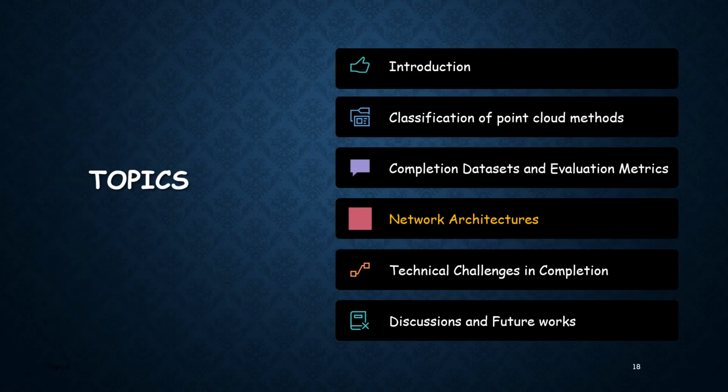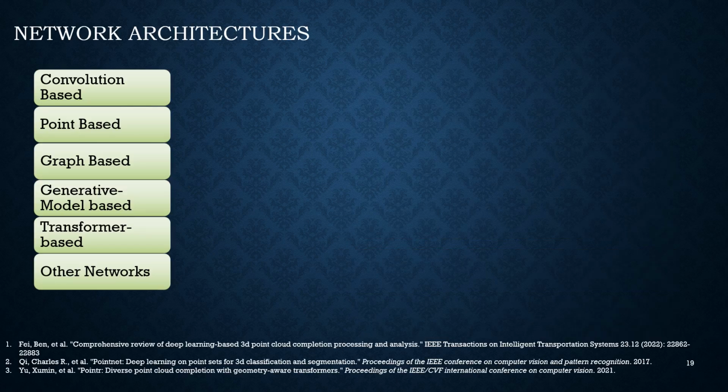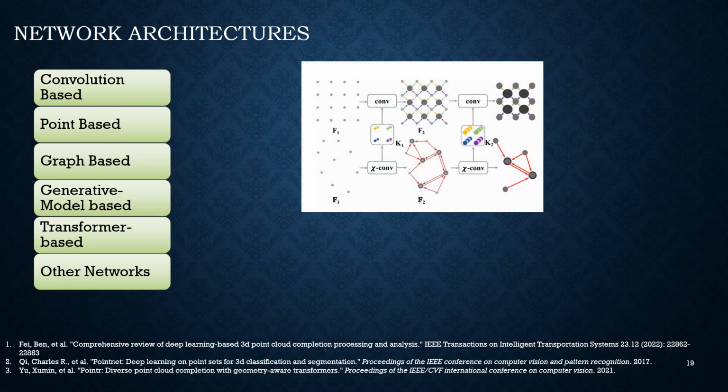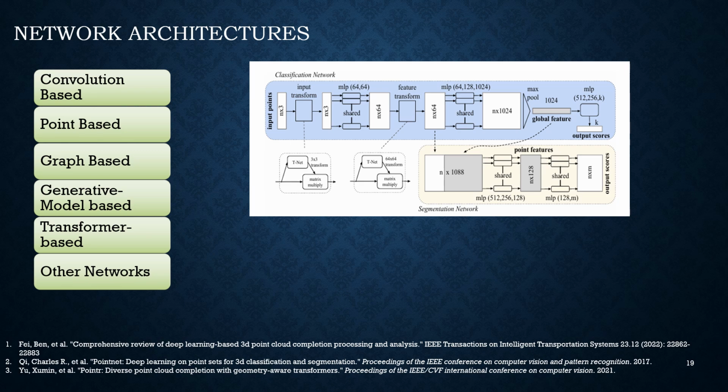Now we briefly summarize the network architectures often used in completion. Convolution-based methods transform point clouds to voxels or 3D grids and then use 3D convolution to complete the shape. But this voxelization process could lead to loss of local geometric information and can be computationally costly. Point-based methods process raw point cloud inputs directly through PointNet or PointNet++ backbones by using multi-layer perceptrons. Point-based networks are the most common architectures in completion.